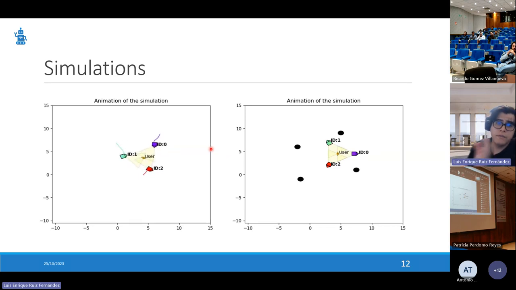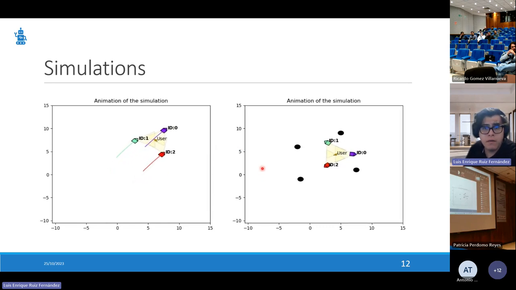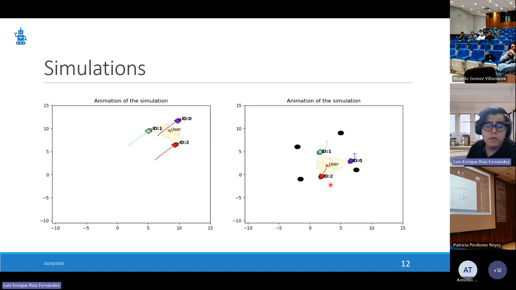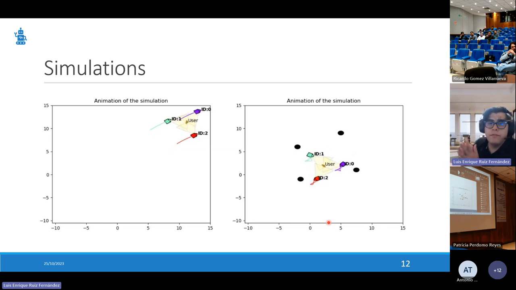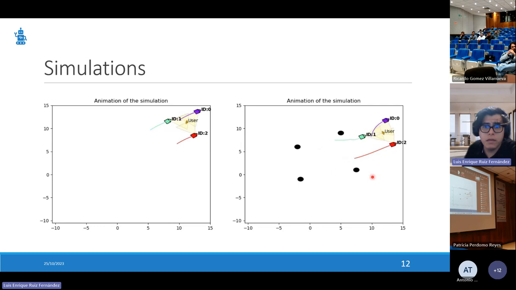So here are some simulations. On the left side, we have the simulation with no obstacles. The robots are just trying to keep the formation and keep the user inside the field of view, which is the yellow areas. And on the right side, we have convex obstacles. Something to notice is that since the angular reference is not fixed, it allows the formation to make some modifications. The only constraint is that the relative angles between the robots, as we can see here in the vision, must be kept. So this is how it's working.